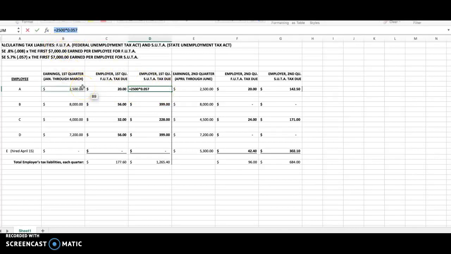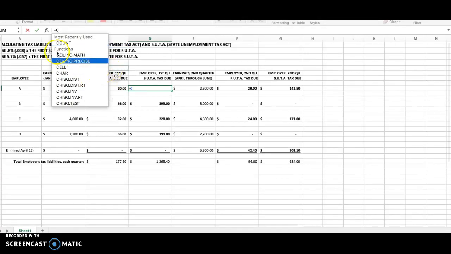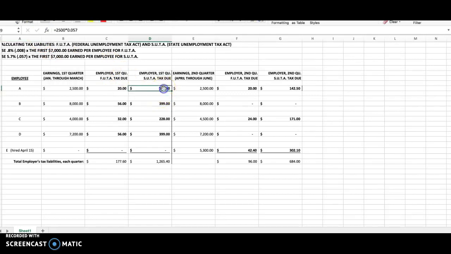This time we use 0.057 times the amount earned. Okay? I need to go back here. Didn't mean to do that. So that's for employee A.